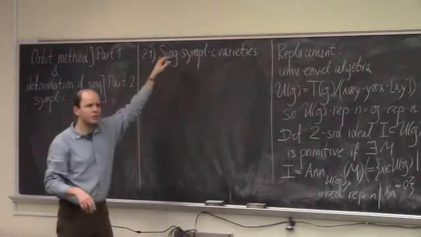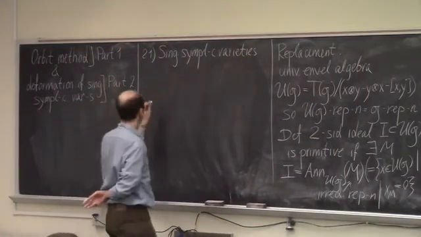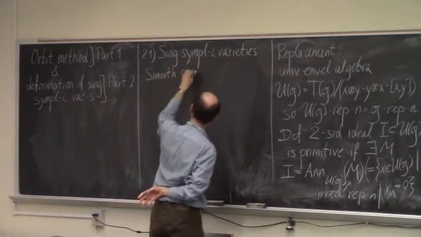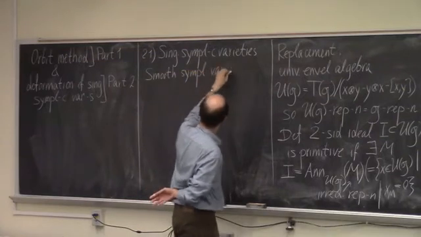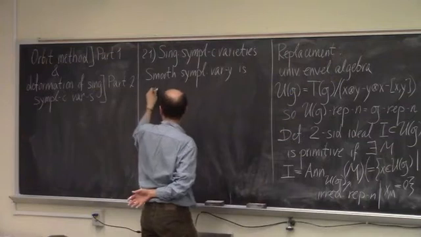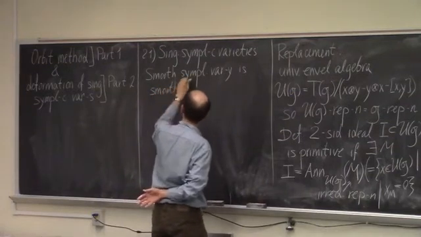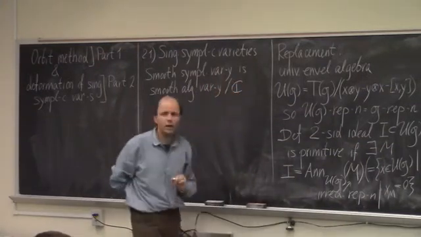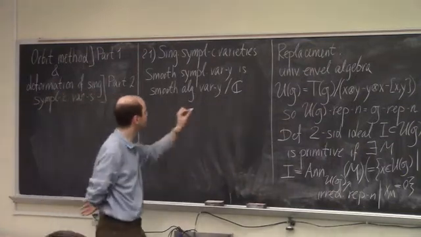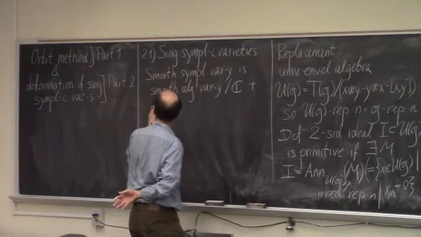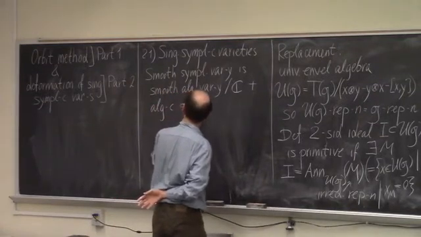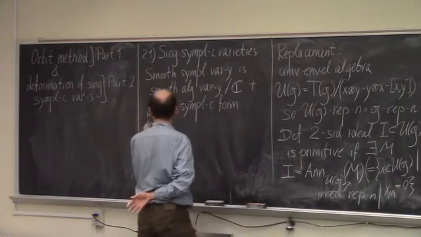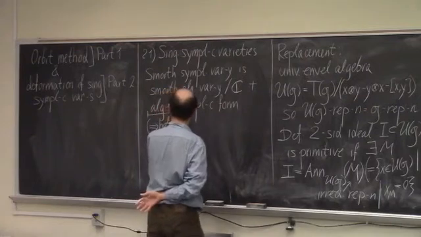Well, before going to singular, let me remind you what a smooth symplectic variety is. So, a smooth symplectic variety is a smooth algebraic variety over complex numbers together with an algebraic symplectic form. And algebraic in particular implies holomorphic. We don't consider color forms.